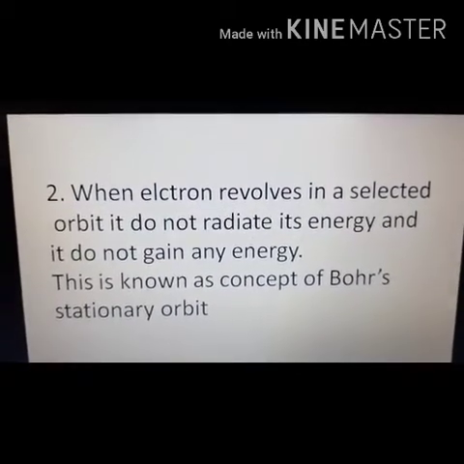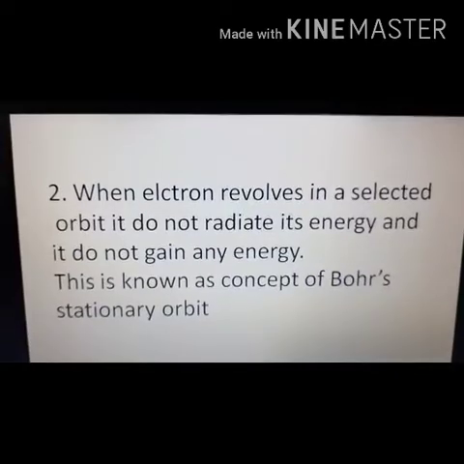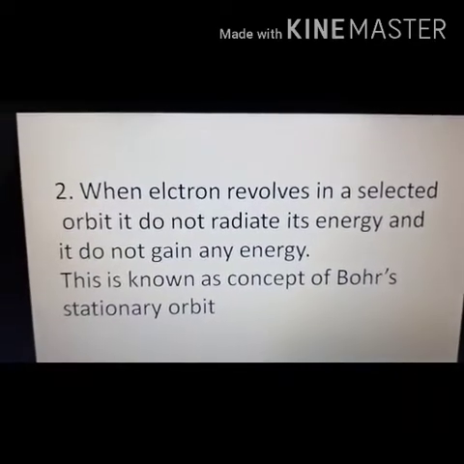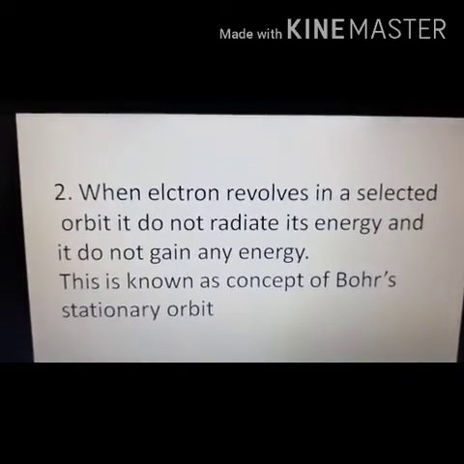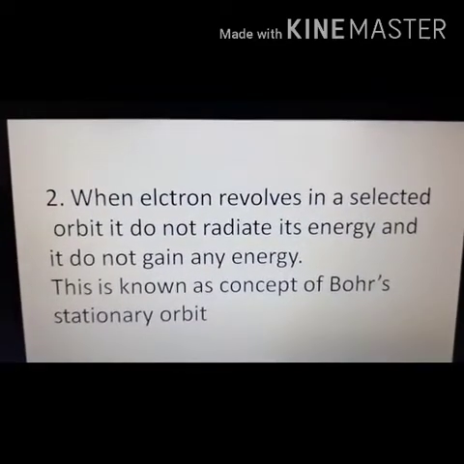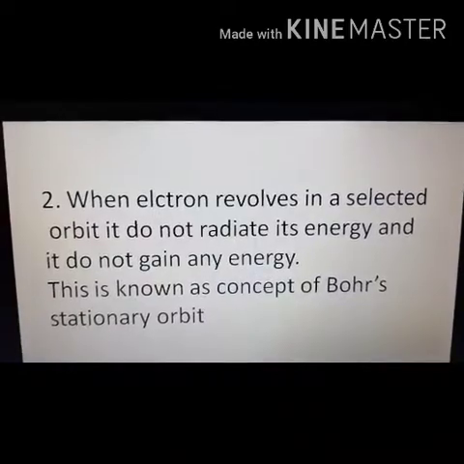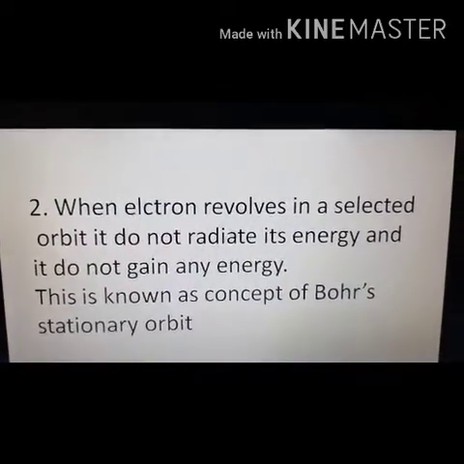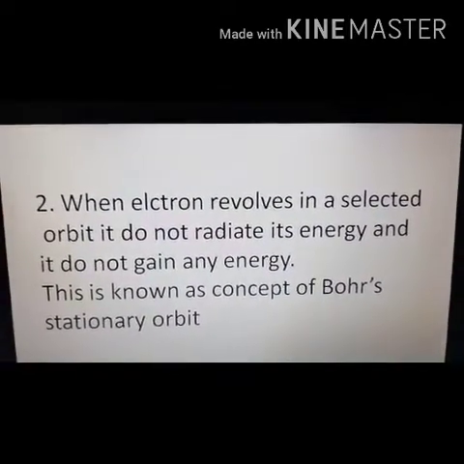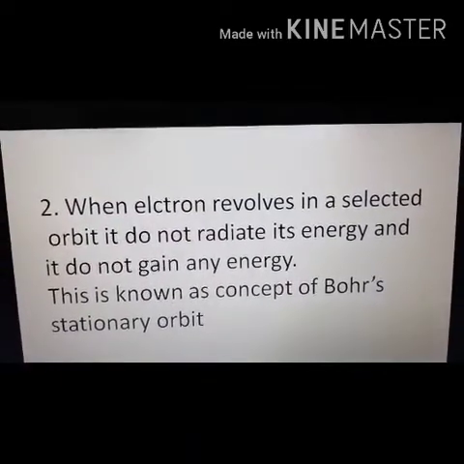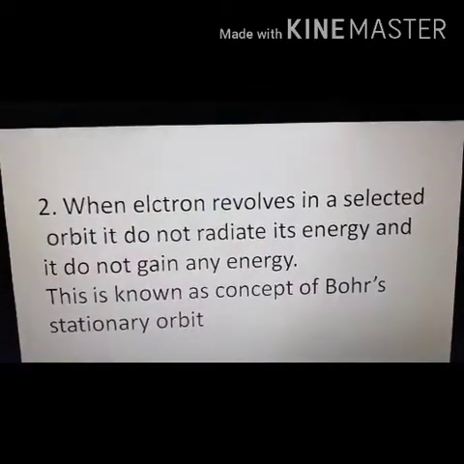Now if we consider here the Bohr's atomic model, you will know that when an electron revolves in a selected orbit, it does not radiate its energy and does not gain any energy. That means the energy of the electron will be stationary, so there will be no chance to come close to the nucleus, and this concept is known as the concept of Bohr's stationary orbit.